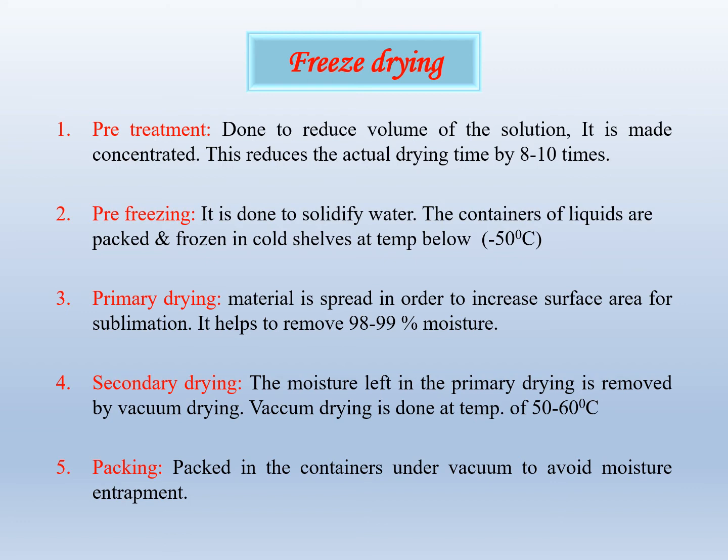Secondary drying: the moisture left in the primary drying is removed by vacuum drying. Vacuum drying is done at a temperature of 50 to 60 degrees centigrade. Packing: the material is packed in the container under vacuum to avoid moisture entrapment.